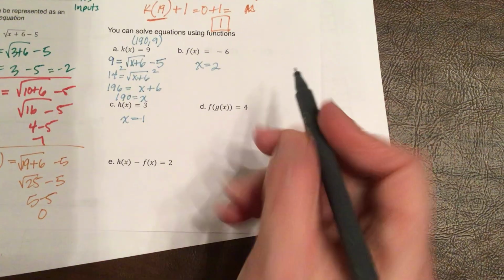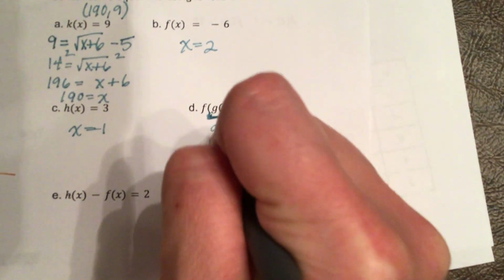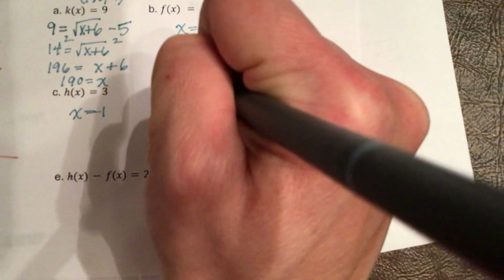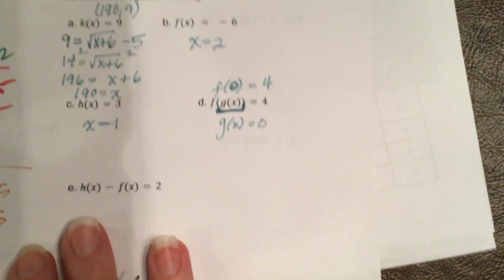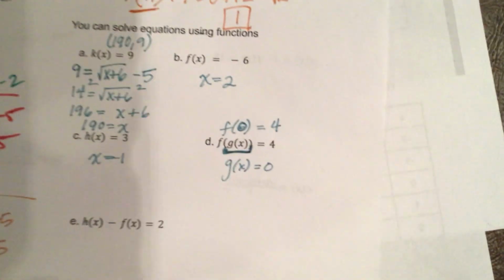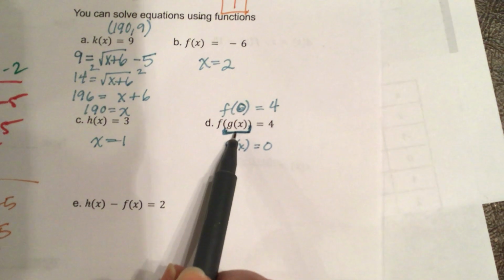So pretend this represents the input of your f of x equation. In order for me to get an output of 4, this g of x thing had to equal 0, because I had to have f of 0 equals 4. So let's go back up here, because f of 0 equals 4. When my input is 0, my output is 4. So now we realize that this g of x equation has to equal 0. We're not quite done.